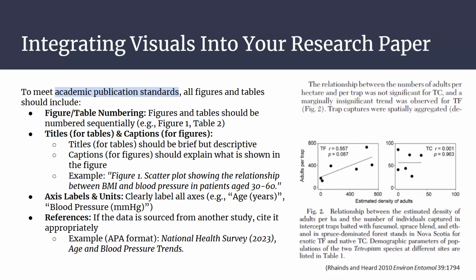They should be brief but descriptive and should highlight what you're trying to convey with your figure. For example, a good title is Figure 1, Scatter Plot showing the relationship between BMI and blood pressure in patients aged 30 to 60. It's also really important to make sure all your axes are clearly labeled and that these axes and labels include units. And lastly, if you're pulling a figure from another source or data, it's really important that you cite it, and it's kind of standard practice to use APA format. On the right here is a good example of how this person incorporated their scatter plots in their paper. They're clearly labeled as figure 2 and they have a descriptive caption.